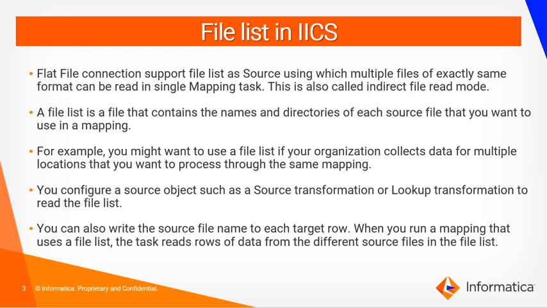You can configure a source object such as a lookup transformation or source transformation to read the file list. You also have the option to write the source file name to each target row. This is called currently processed file name. When you run a mapping that uses a file list, the task reads rows of data from the different source files in the file list.